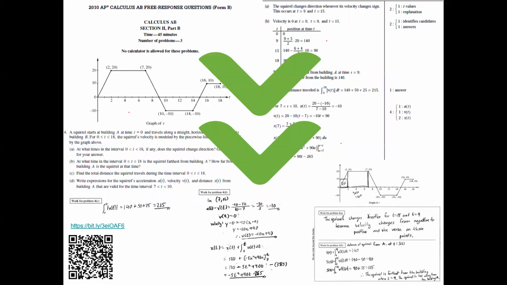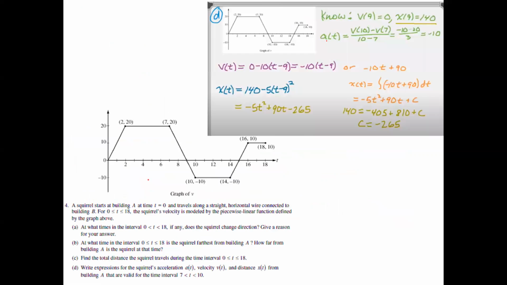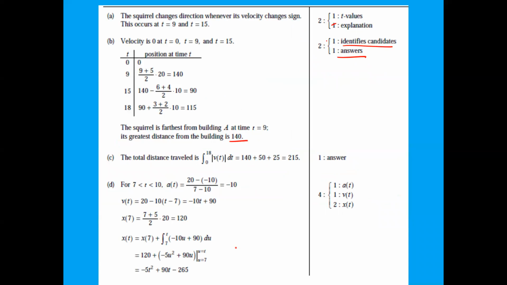So that was pretty easy. And if you guys take a look at the breakdown for this, for C, it is just 1 point because essentially it's just one answer.